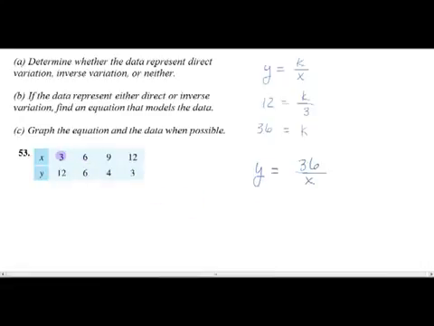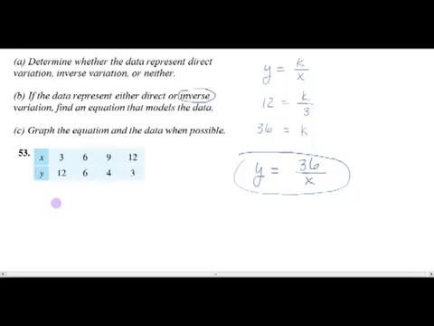So let's see if we allowed x to be 3. 36 divided by 3 is 12. If x was 6, 36 divided by 6 is 6. If we allow x to be 9, 36 divided by 9 is 4. If we allow x to be 12, 36 divided by 12 is 3. So this is our model, and we know that it was an inverse variation model.